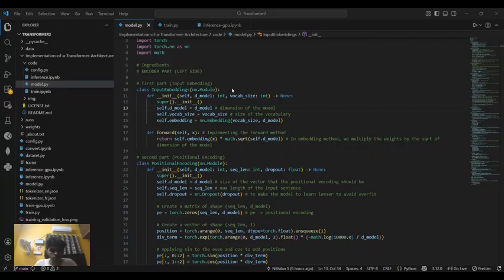So the next one is positional encoding. Since transformers have no recurrence, unlike RNNs, or some sort of convolutions, positional encodings add word order information. It uses sine and cosine functions so that the model can learn relative positions of tokens.